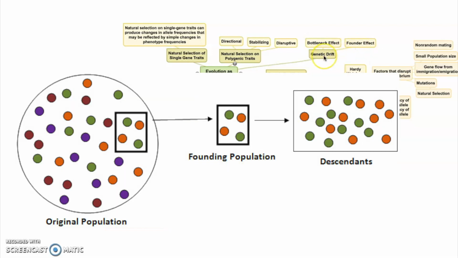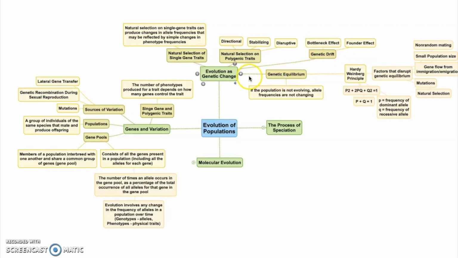And then the founder effect is what's going to happen after that, because the founder effect is going to be a small group of individuals with whatever their genes are. Whatever alleles they have, they're going to form the beginnings of a new population. All right, so when we're talking about evolution as genetic change, we look at genetic equilibrium. If the population is not evolving, the allele frequencies are not going to change, and you're not going to see a change in the genotypic or phenotypic ratio.